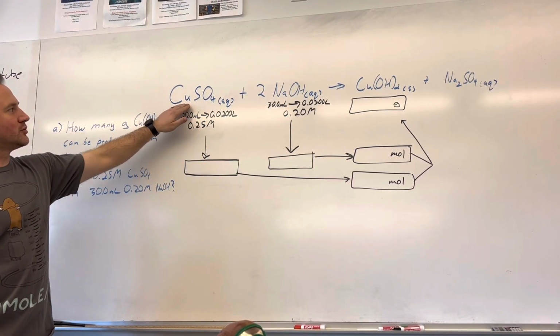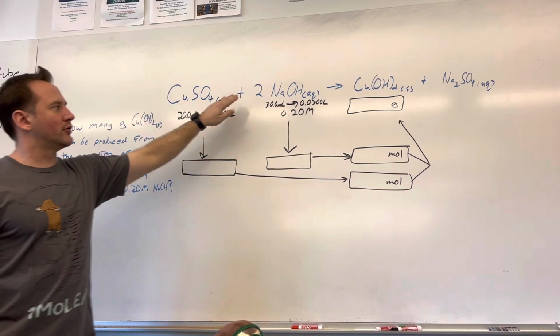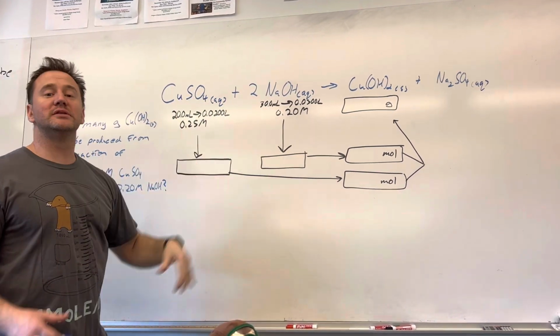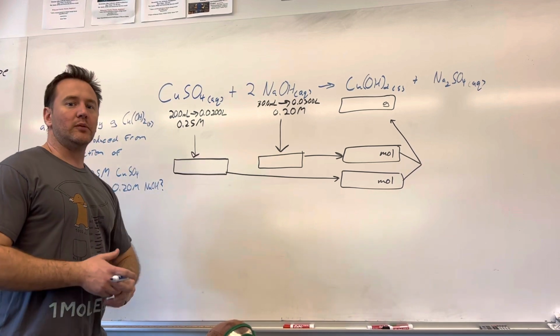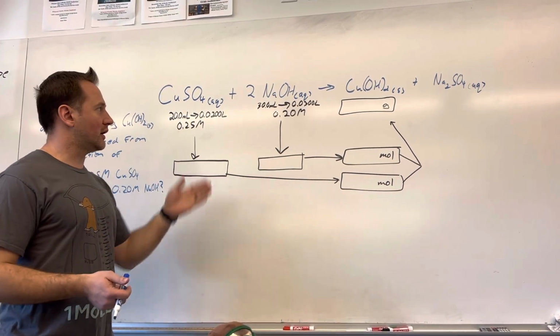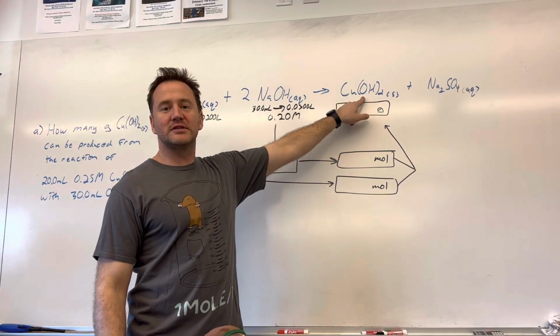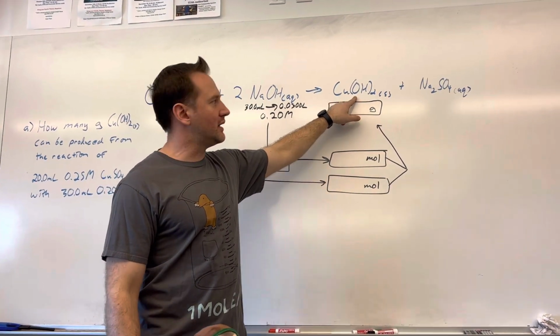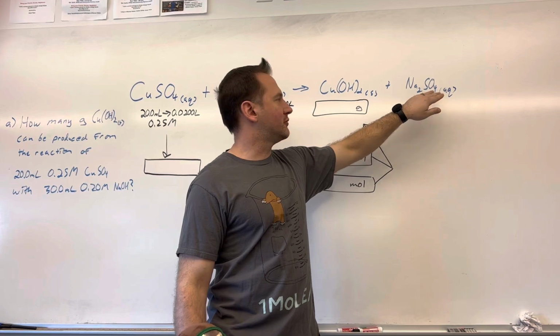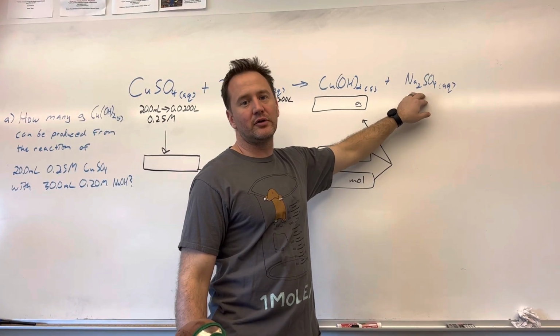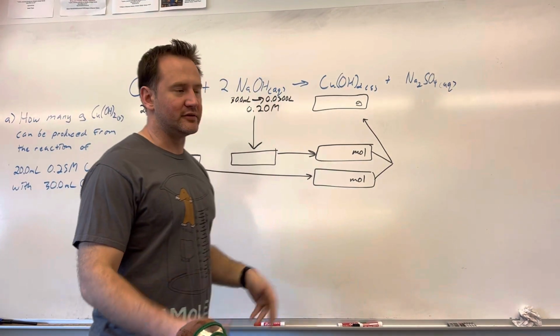So in this reaction, we have copper sulfate reacting with sodium hydroxide. These are both aqueous, which means they're dissolved in water. It would look clear if you looked at an aqueous solution. And when you react them, what you're going to get is a solid precipitate that forms in copper hydroxide. And you'll also have some spectator ions in sodium and sulfate that would still be in the solution.